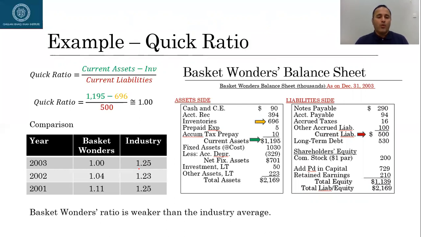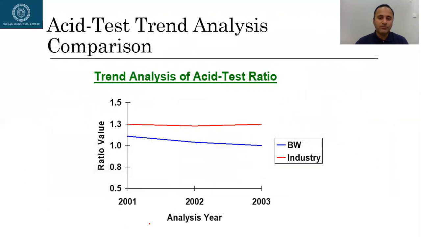What I can see here is that Basket Funders, although their ratio is acceptable, is underperforming compared to the industry. So inventory management, in my opinion, is something that Basket Funders can concentrate on in this situation. As you see, their ratio is weaker than the industry. Again, if we plot those numbers in a graph, we can easily see that Basket Funders, for all 3 years, is underperforming compared to the industry averages.